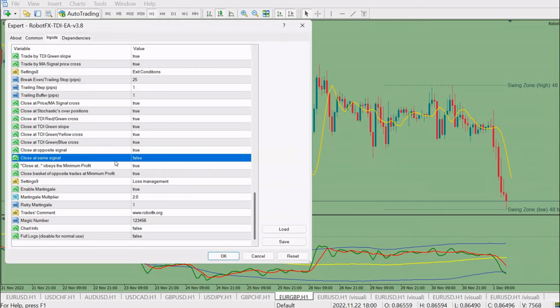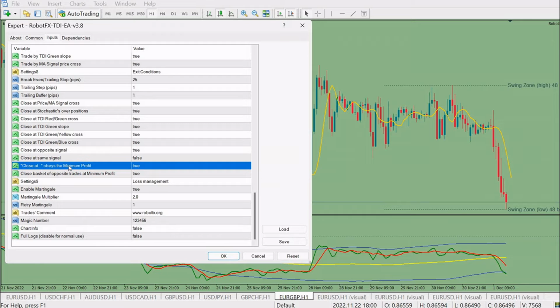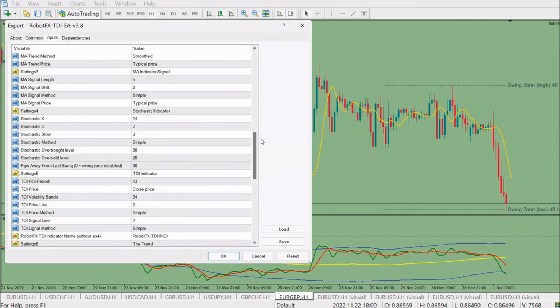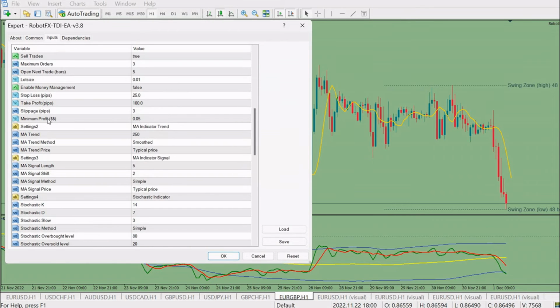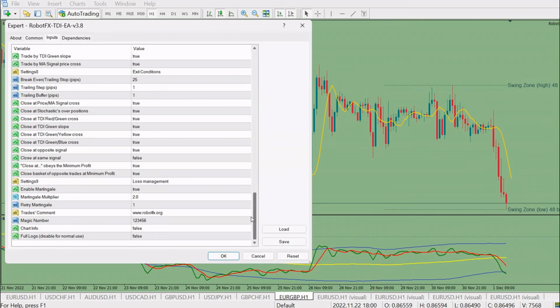There's also the possibility to close trades if the same signal occurs. Might be useful for some trading styles. And to instruct the expert advisor to close trades only if their profit reached minimum profit, which with our setting is set to 5 cents. And also, whether the expert advisor is allowed to close baskets of opposite trades at minimum profit or not.